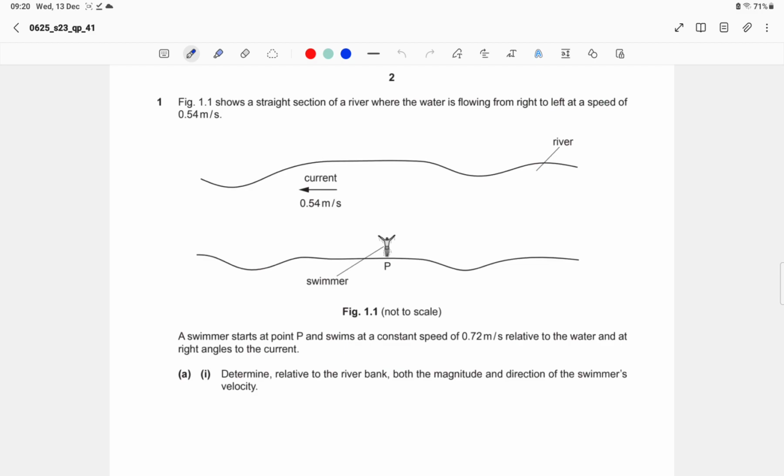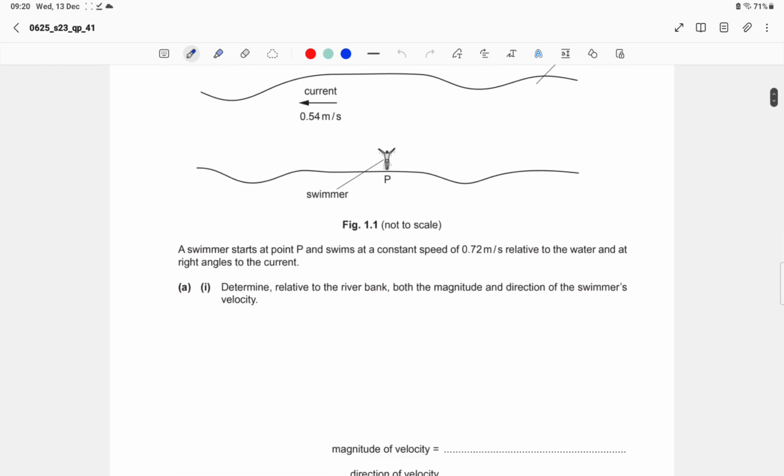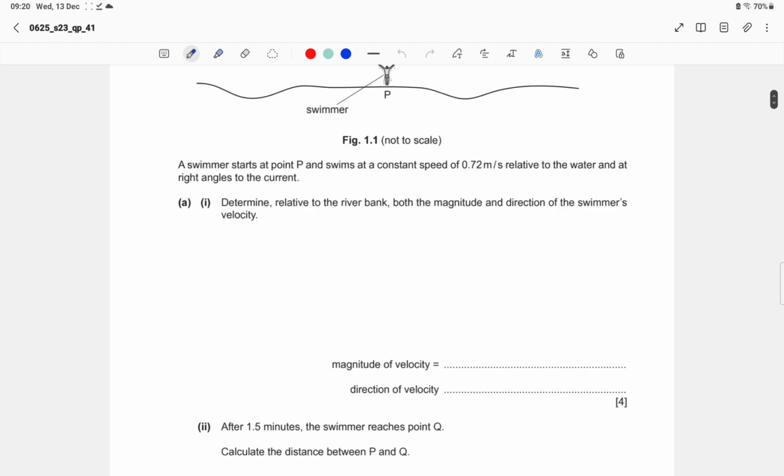river where the water is flowing from right to left at the speed of 0.5 meter per second. A swimmer starts at point P and swims at a constant speed of 0.72 meter per second relative to the water and at a right angle to the current. Determine, relative to the river bank, both magnitude and direction of the swimmer velocity.